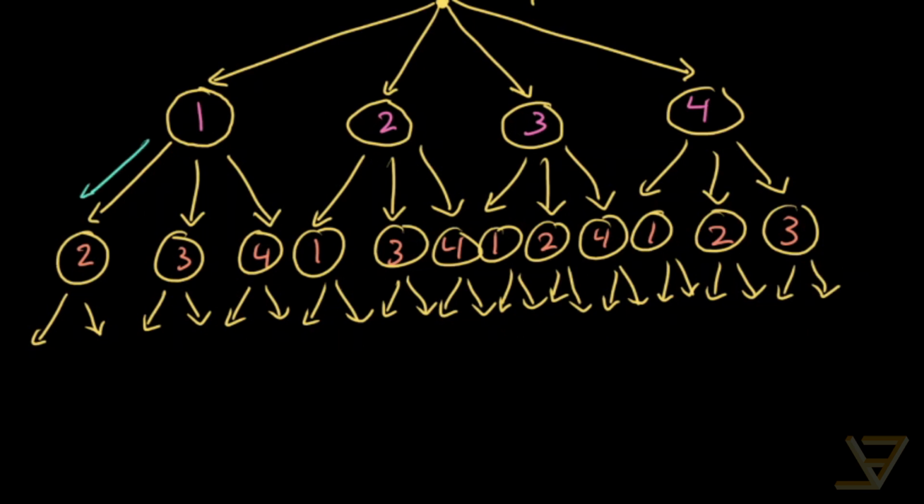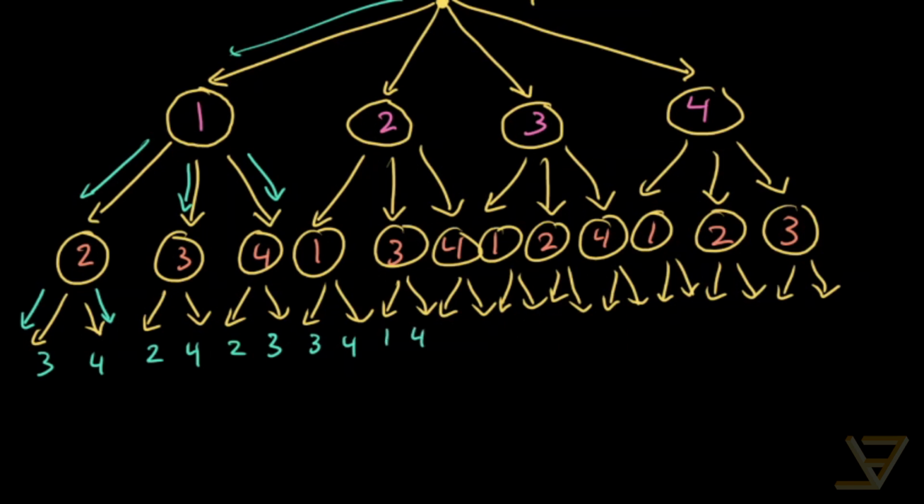So if we do 1 and then 2, the possibilities are 3 and 4. If we do 1 and then 3, then the possibilities are 2 and 4. If we do 1 and 4, the possibilities are 2 and 3. Then if we just keep going like that, then the possibilities are 3, 4, 1, 4, 1, 3, 2, 4, 1, 4, 1, 2, 2, 3, 1, 3, and 1, 2.